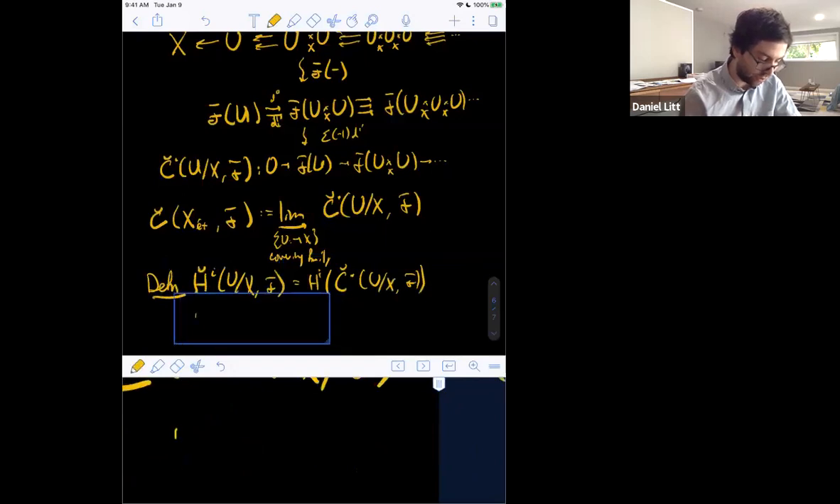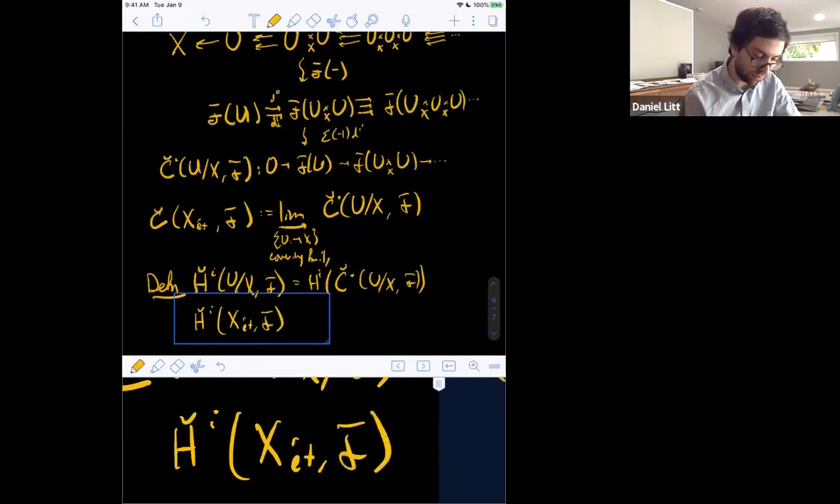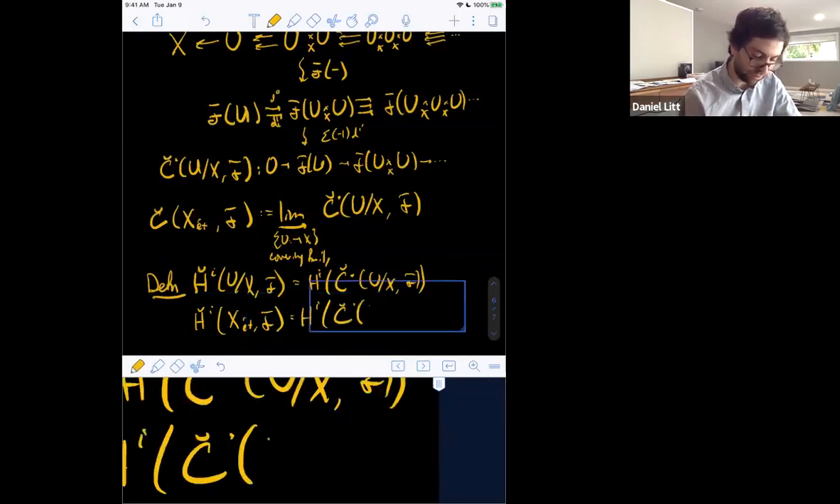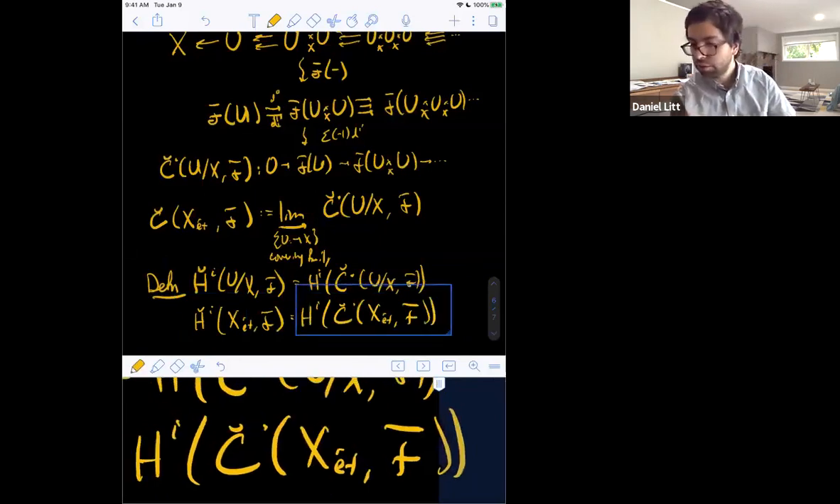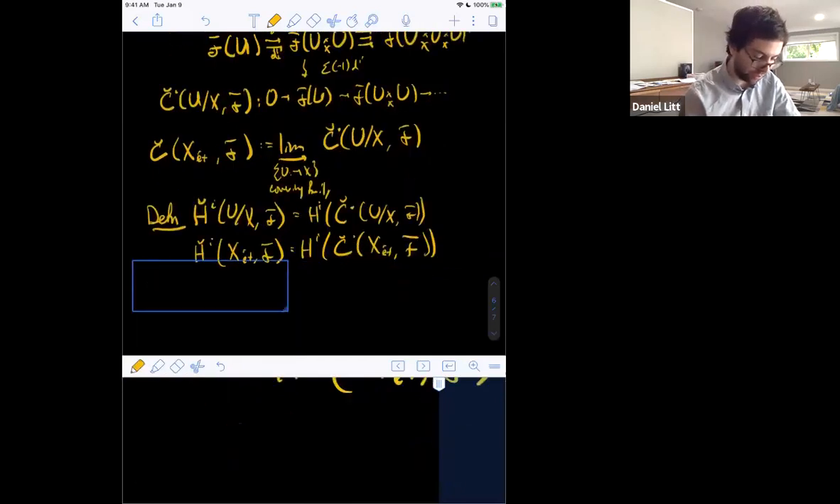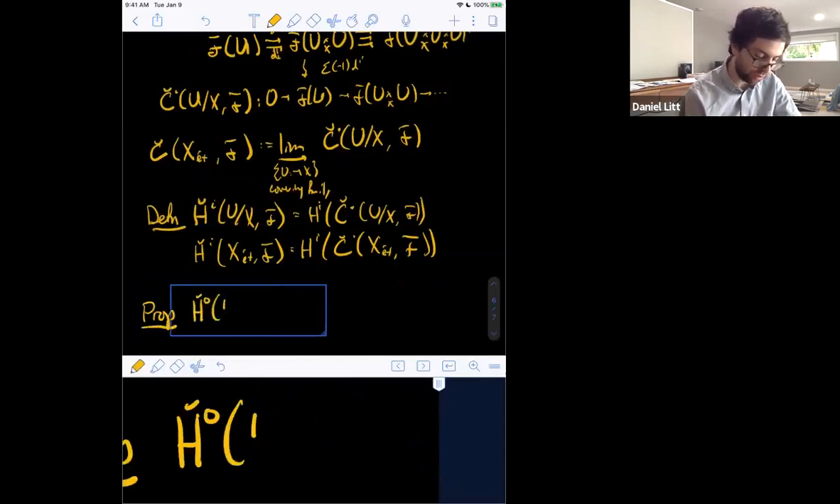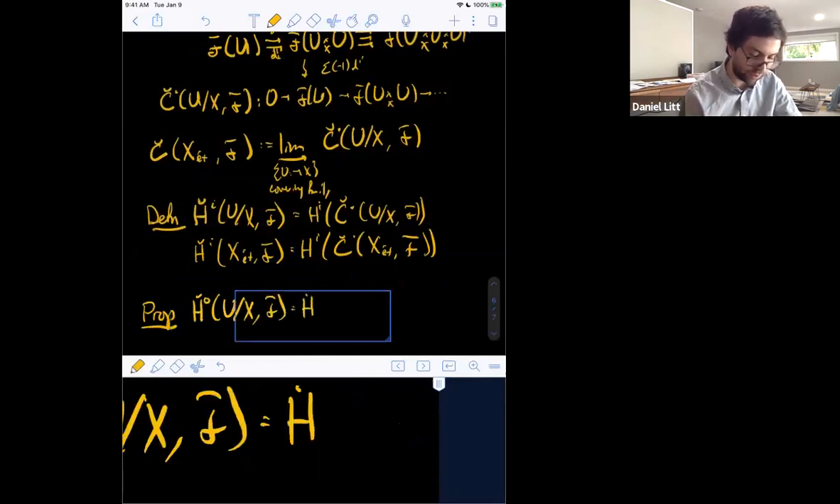And then also we can define Čech cohomology of the whole site. So this is defined to be the cohomology of the total Čech complex. Right. Okay, so what can we say about this? So the first statement is that the zeroth Čech cohomology is equal to, well, it doesn't depend on the cover.